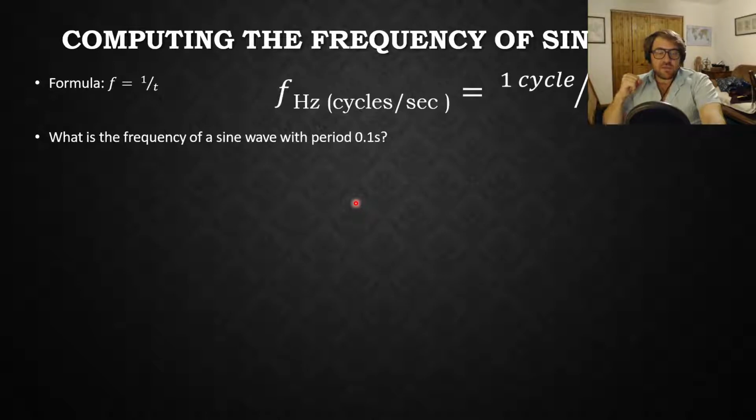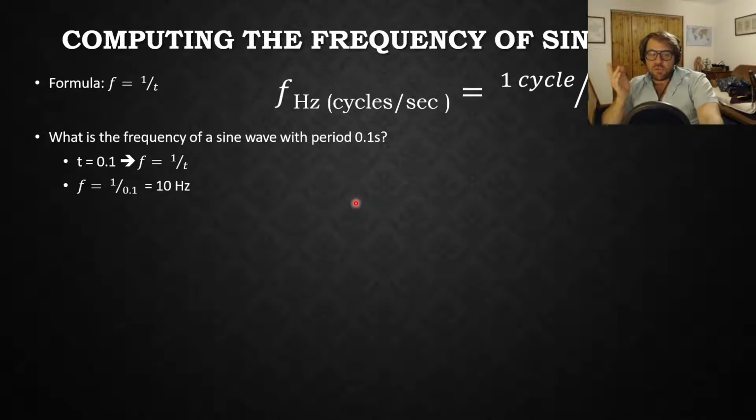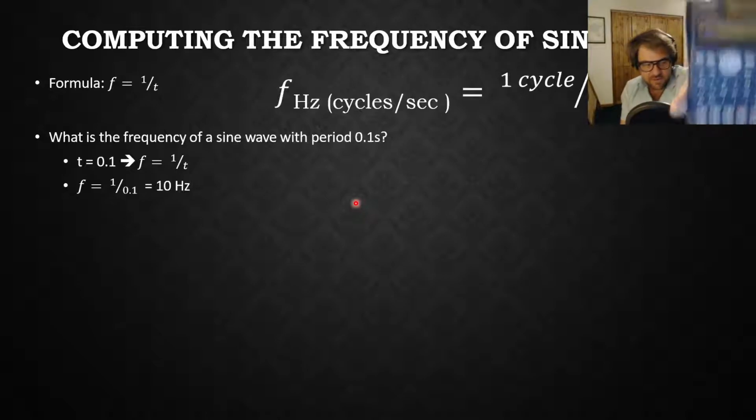Okay, so let's do some math with this. What's the frequency of a sine wave with a period of 0.1? Well, what do we know? We know that t in this case equals 0.1. So we can substitute t in our formula, f equals 1 over t, for 0.1. And when we do that, we get f equals 1 over 0.1. And if you put it into your handy calculator, or phone, or Excel, or whatever you've got, 1 divided by 0.1 is 10. You can't see that.